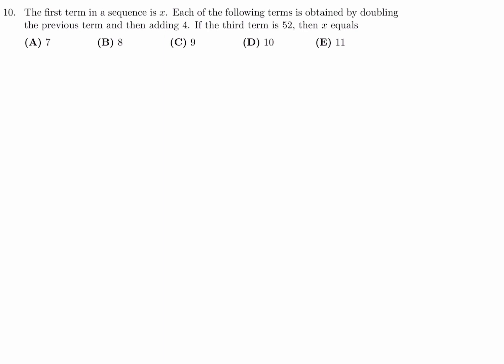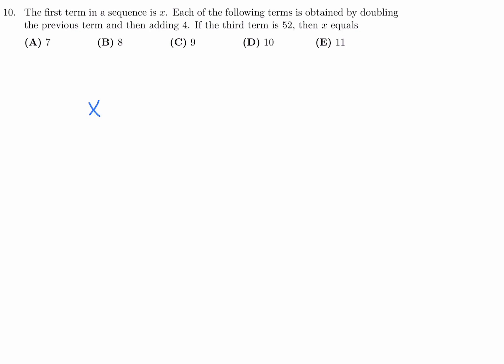The first term in a sequence is x. Each of the following terms is obtained by doubling the previous term and then adding 4. If the third term is 52, then x is equal to what? So the first term is x.